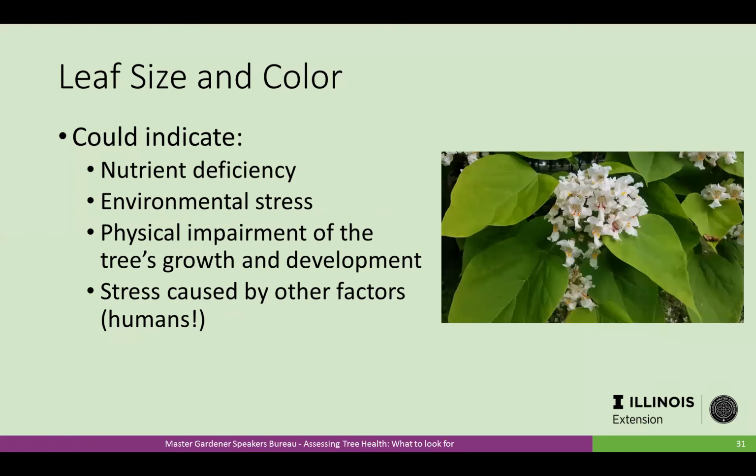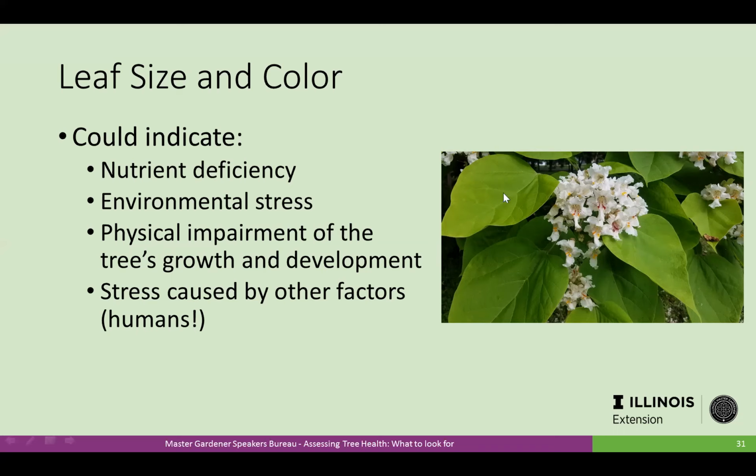Leaf size and color can be an indicator. If you know what a normal leaf looks like, that's fine. But if you start seeing smaller leaves, yellowish leaves, they can be a sign that there's a nutrient deficiency, some kind of environmental stress, something wrong with the way the tree's growing. It's not able to develop as it should. Maybe some kind of chemicals that have been sprayed nearby. You just don't know. But do be aware that there are actually trees that have yellowish leaves.